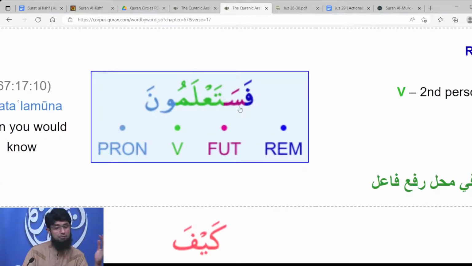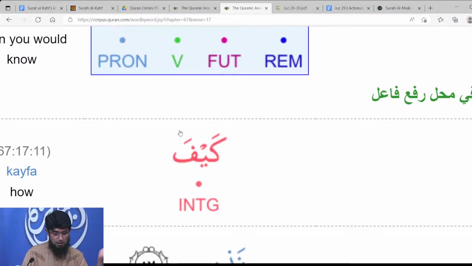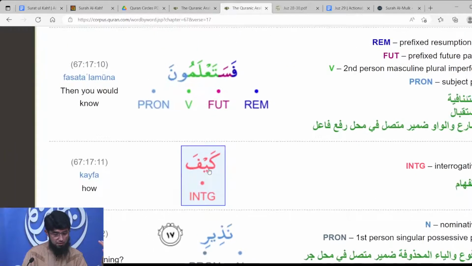Let's dissect. Fa, then, seen is for soon, and then you have the green showing you the verb. So the verb is ayn, lam, mim. The root letters are ayn, lam, mim, which is to know. The ta means second person, that's in front of you, right? First person, me. Me first always, right? That's why it's me first, you second, they third. Okay, ta'lamun, the waw noon is for plural, so you will all know. Soon you will all know. Kayfa, how, nadhir was his warning.